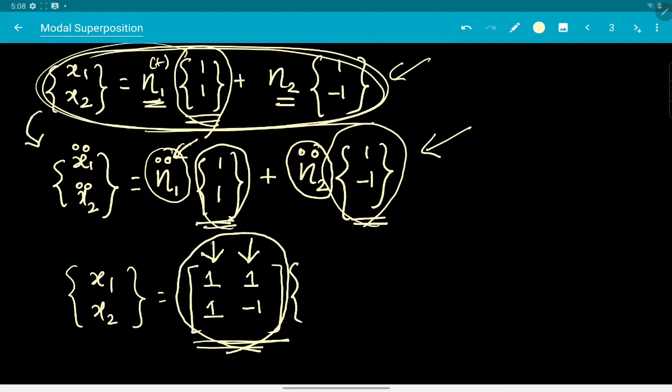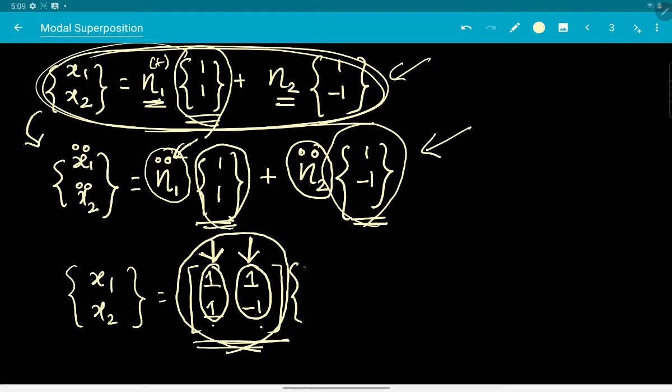Okay, so what you are going to do, in order to form this matrix, is arrange all mode shapes in columns. This is mode shape number 1, mode shape number 2. Arrange these two mode shapes in columns. This gives you this matrix, which is called a mode shape matrix.